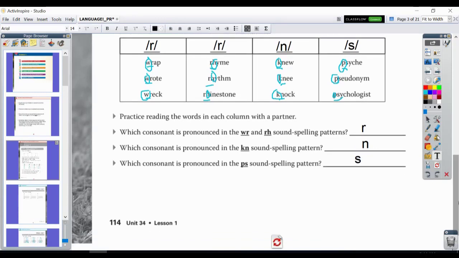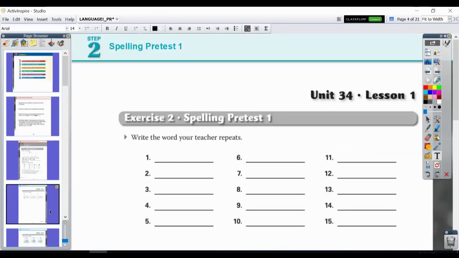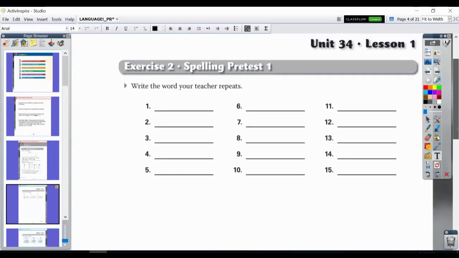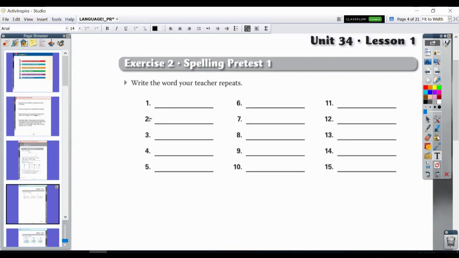Nice work. Let's move on to your spelling pretest for this unit. I'm going to read the words to you, put them in a sentence, and just like we do when we are in class, I want you to write the word on the line. It doesn't matter if you get them correct right now. We're going to go and learn them afterwards.